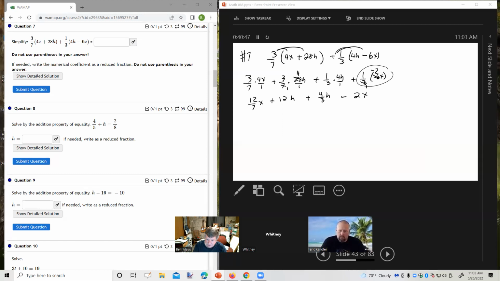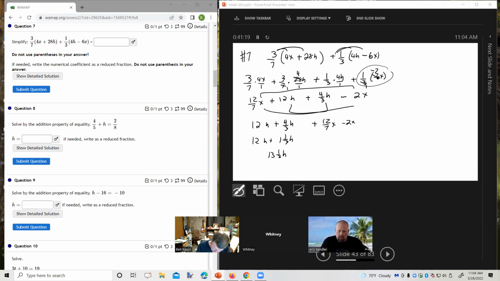Again, are you okay with how I dealt with the negative sign there? All right, combining like terms, we'll put the h's together and the x's together. 12h plus 4/3 h would be what? 12h plus 1 1/3 h, which is 13 1/3 h. Okay. And then plus 12/7 x minus 2x. That's going to be plus 12/7 x minus what, 14/7? So I change minus 2 into minus 14/7. So I get minus 2/7 x.